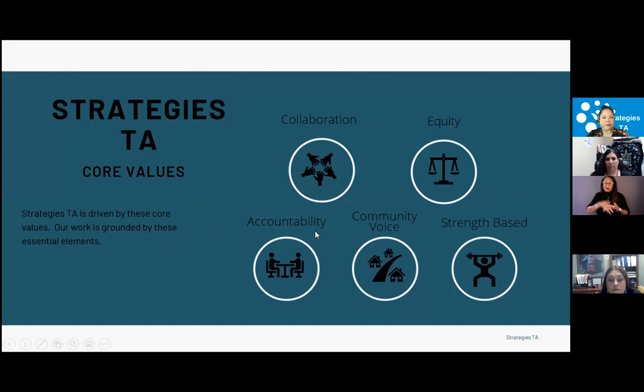Accountability: that we are accountable to the teams that we're supporting, and also that we're holding other folks accountable for the work they're doing in the community. Community voice: that we're constantly thinking about how we can bring different voices from the community forward. And also strength-based. This value is important for us, to make sure that we're looking at this work from a strength-based perspective.